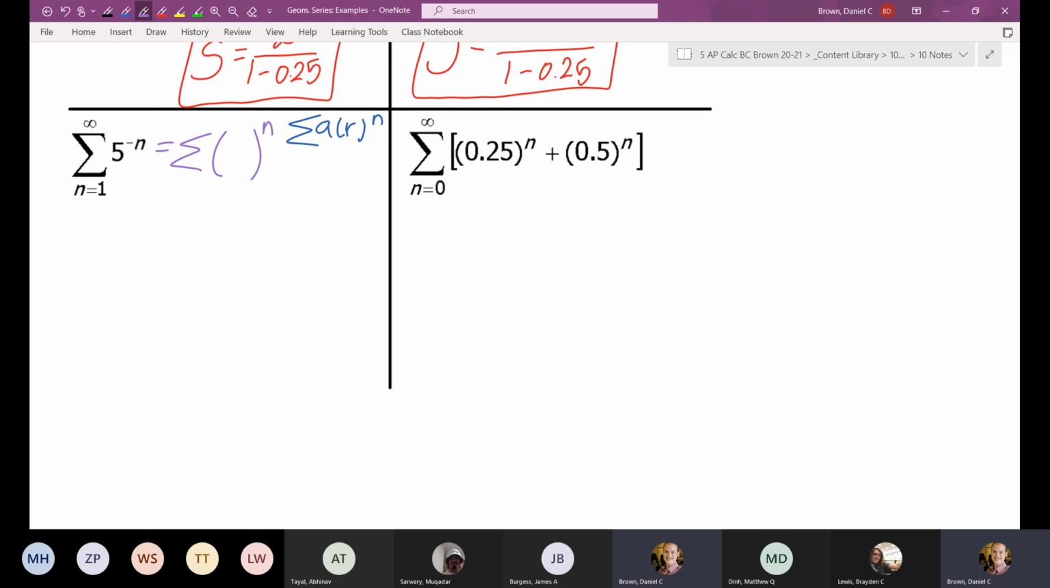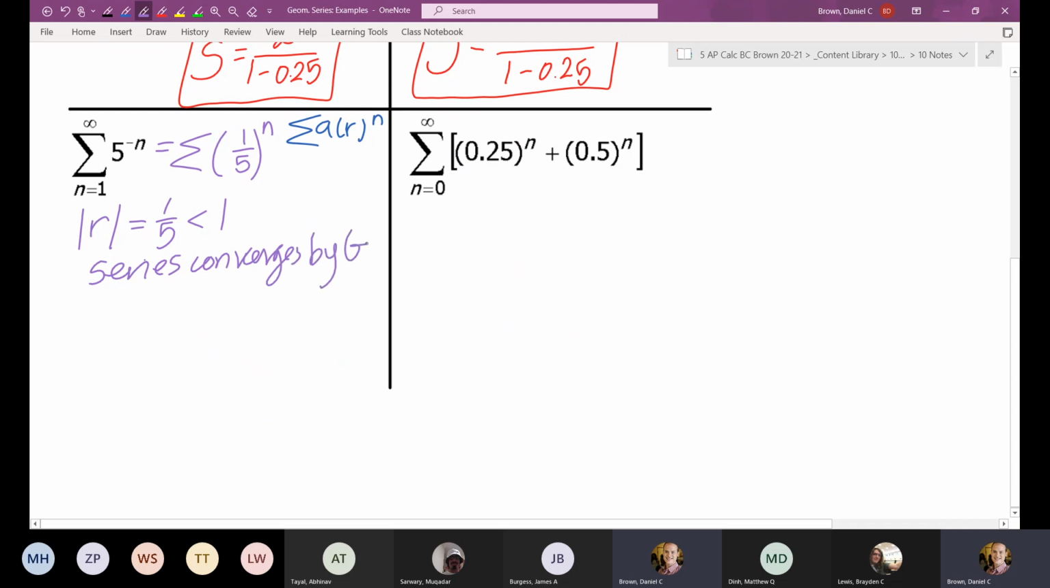Moving to the denominator, what's your r value going to be? 1/5. So you can see, and this is where having good properties of algebra, using those properties of exponents, 1/5 to the n is the same thing as 5 to the negative n. So then what do we need to identify? We have to identify the absolute value of the common ratio, which is 1/5. Why is it important? That's less than 1. Since it's less than 1, we know that this series converges by the geometric series test.